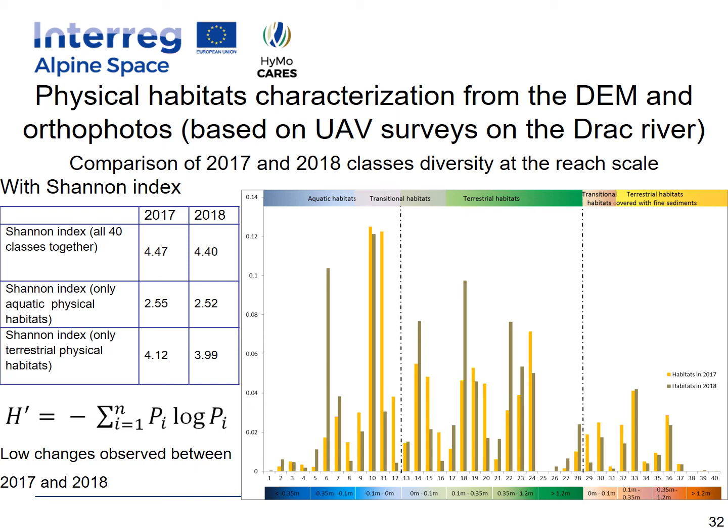Pixels corresponding to terrestrial habitat types covered by fine sediments do not represent pure coverage of fine sediments because of the 1 meter resolution. It might represent various proportions of coverage of fine sediments depending on which class of relative elevation to the water level and on which class of the roughness variance.